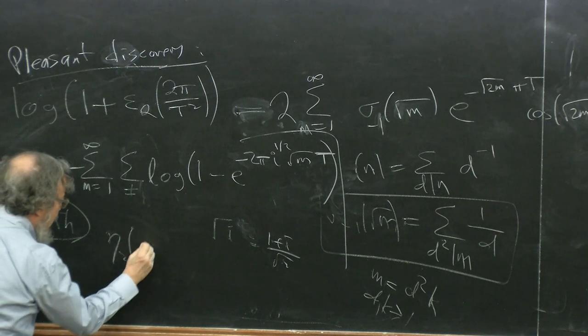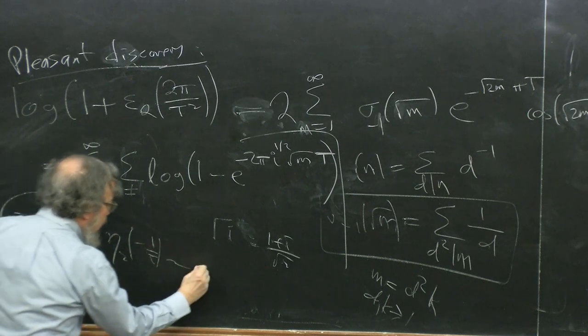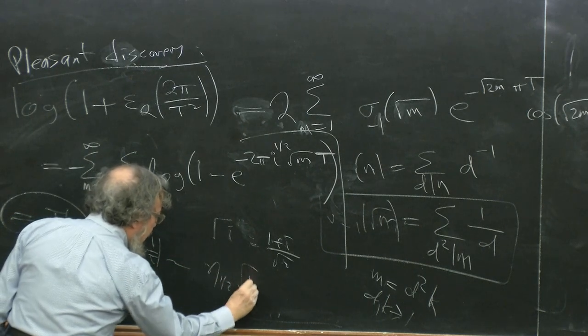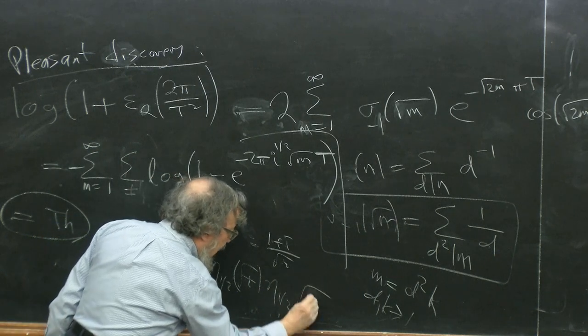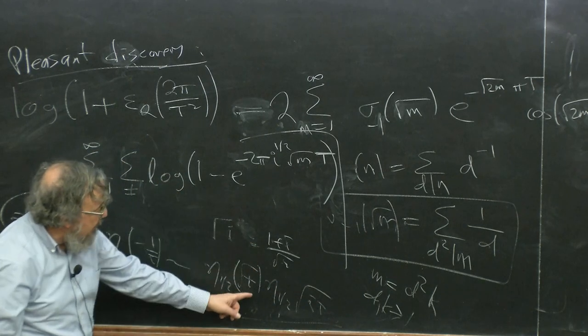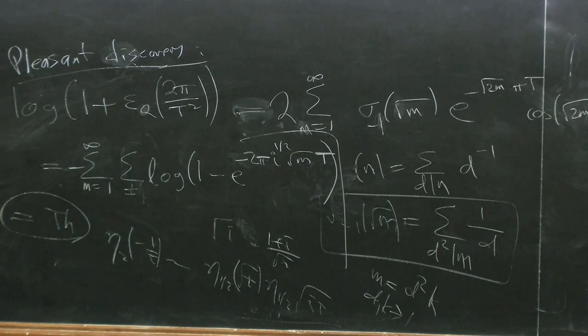Remember that was that eta 2 of minus 1 over tau was something with eta half the square root of tau and eta half of square root of i tau. You have to figure out tau is ix, and then there's some extra squares. But this is exactly that statement. But you have to still prove it.